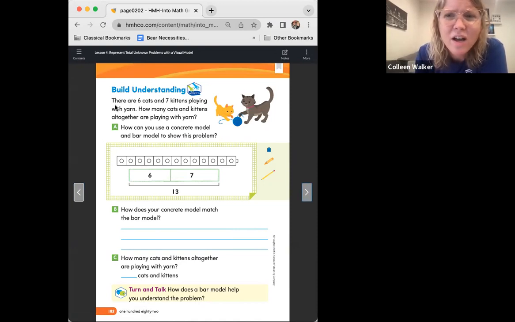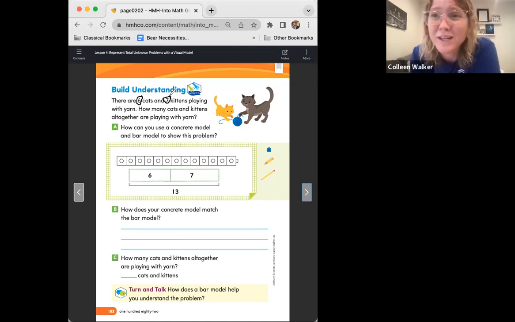It says there are 6 cats and 7 kittens playing with yarn. How many cats and kittens altogether are playing with yarn? What do we do first? Yeah, let's circle those numbers. We know there are 6 cats and 7 kittens.